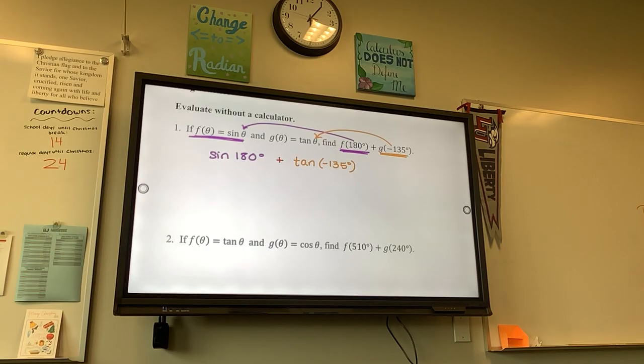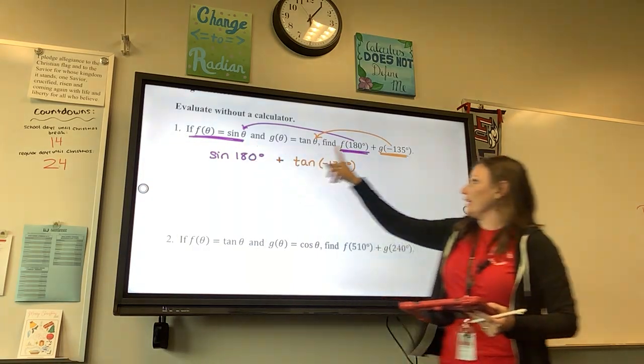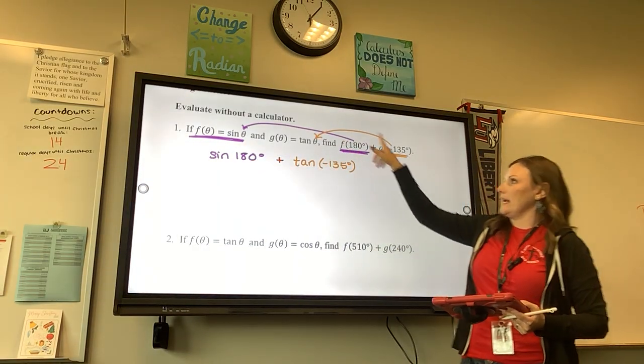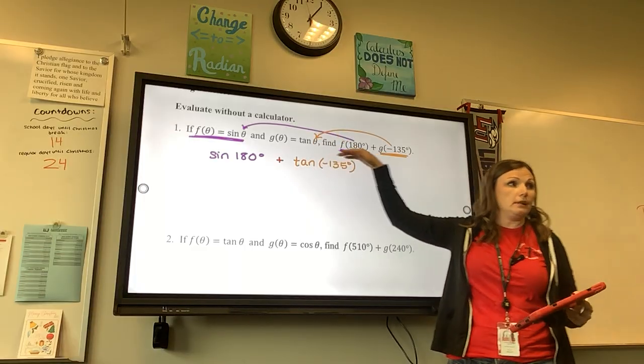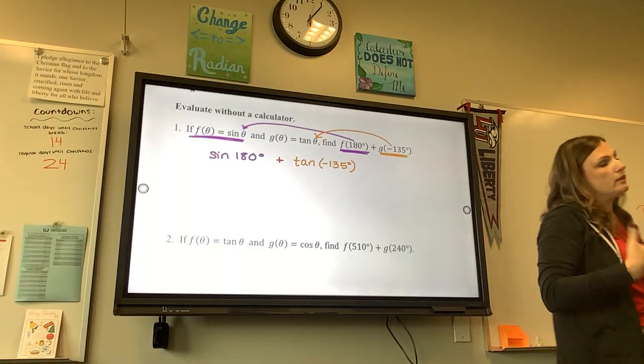Okay, so pause there for a moment. You need to understand that step. You're looking at the F function and plugging in 180 to that. You're looking at the G function and plugging negative 135 in for that. Does everybody understand that step? Okay, now we move forward and we find these things.